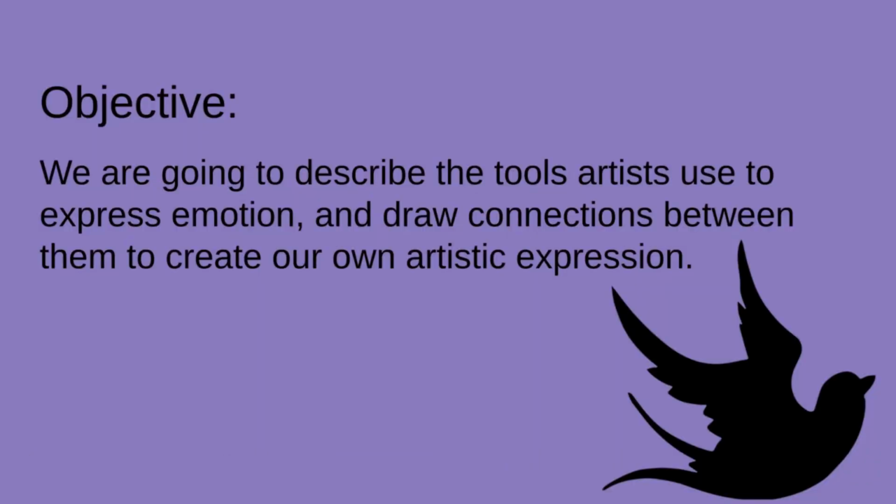Our goal for this last lesson was to describe the tools artists use to express emotion. We talked about how artists can use colors and shapes and words to express themselves through our book, My Many Colored Days. And then we were going to draw connections between them to create our own artistic expression, which we did through the emotion poem, which used words, and our illustration, which was created through some combination of color, shape, words, movements, and music. Thank you so much for creating that art with me.